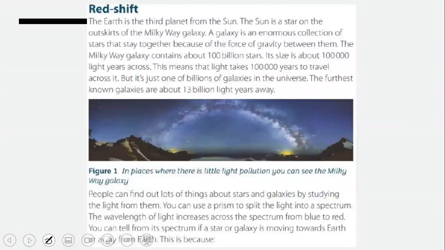Any confusion in this? Anything you want to go over? No, miss. All right. So you need to know the stages of your stars pretty well. Okay, just give me 1 second.